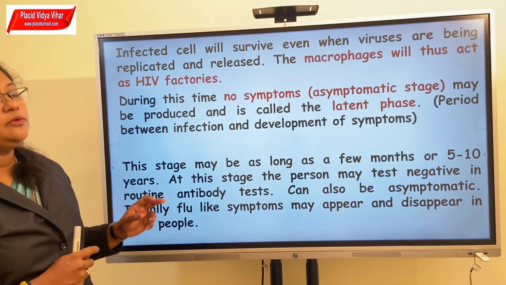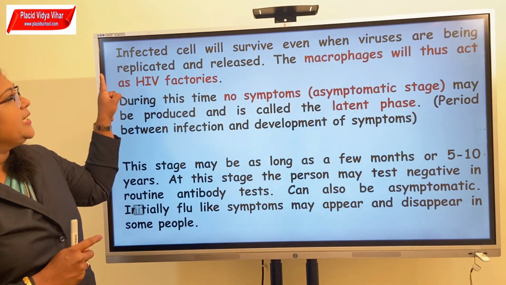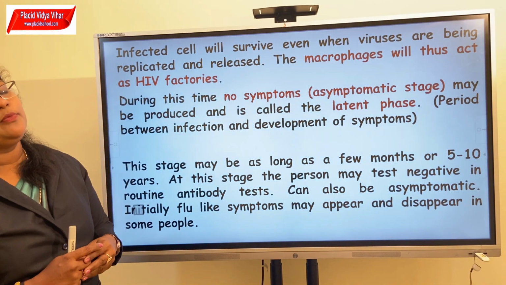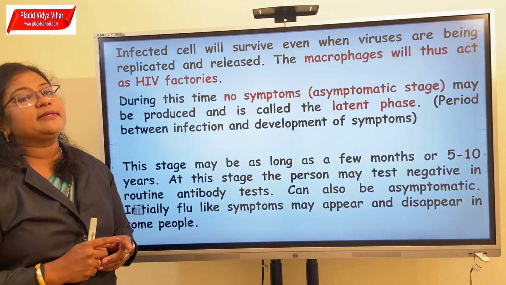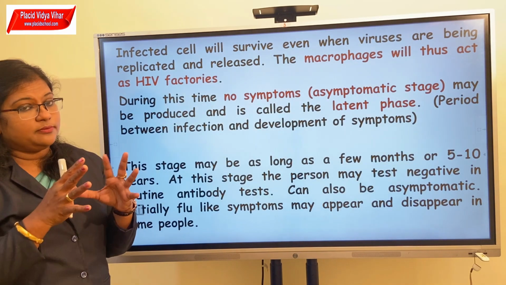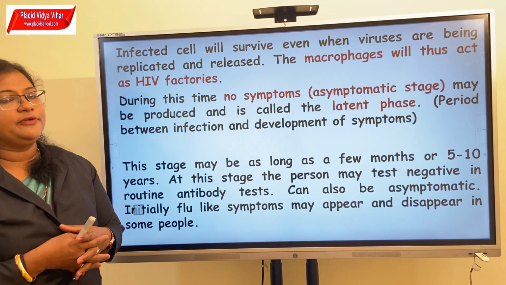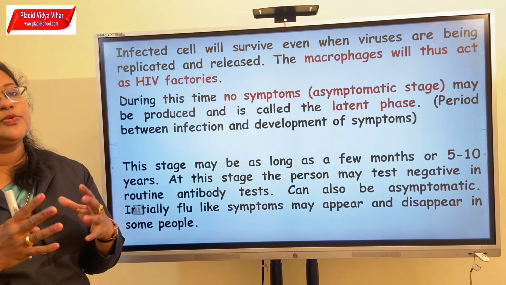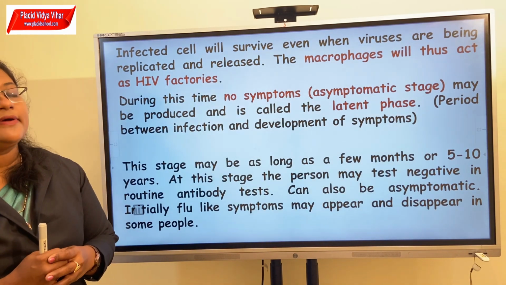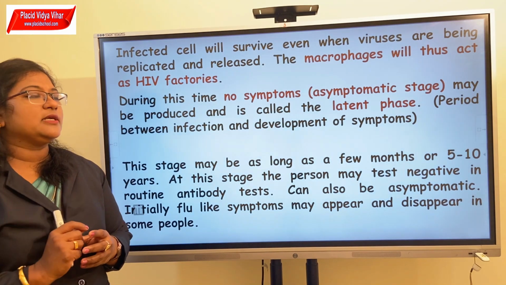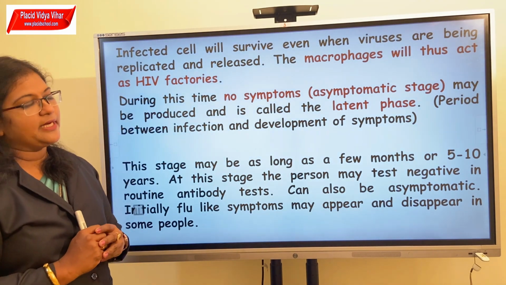This is very important with respect to your exam point of view. The infected cell will survive even when the viruses are being replicated. That is why the virus can replicate to many numbers within the infected cell. Such cells which are harboring the virus are known as factories. That is why macrophages are referred to as HIV factories.